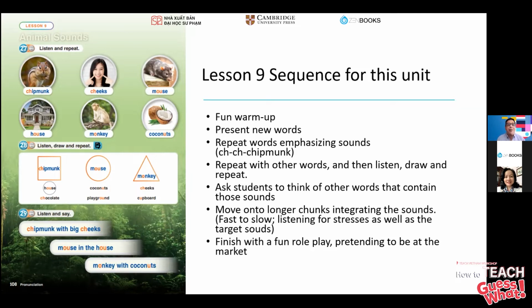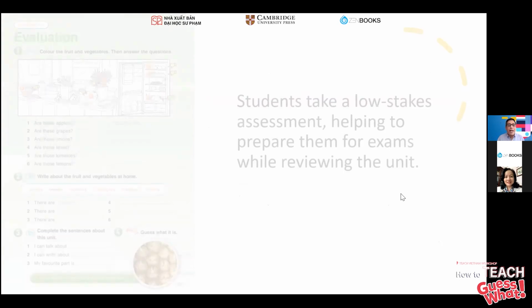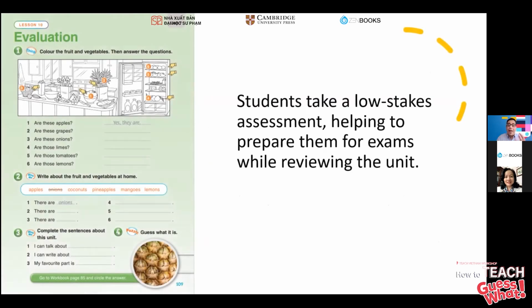It's a small thing, but this role play where they can pretend to be at the floating market with the movement, using the language in English. It's a chance to have fun with the language. All the language we learn, the grammar, the vocabulary, the functional language, and the sounds.